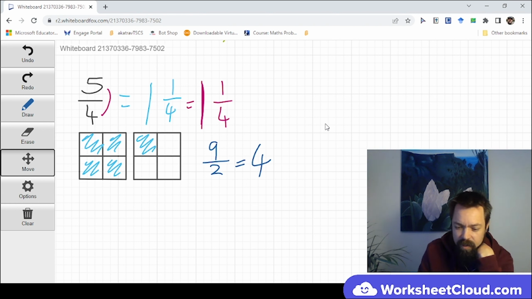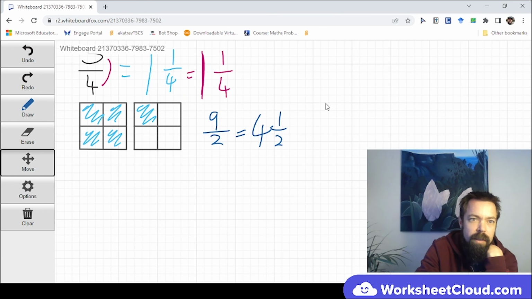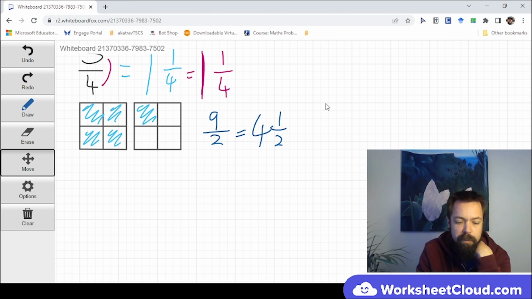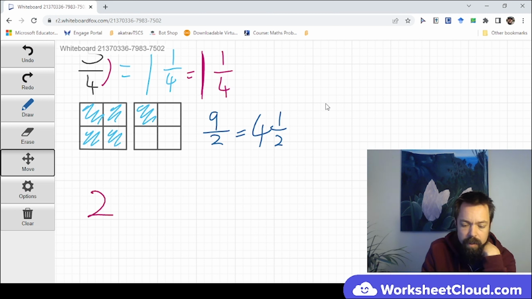Okay, so we used 8 out of the 9. We had 1 left, and then our denominator stays the same. All right, that's nice and simple. That's going that way. You'll need to go that way when we're putting our answers back into mixed numbers. It'll make sense shortly. If we have, say, 2 and 3/4, how do we then make that into an improper fraction?